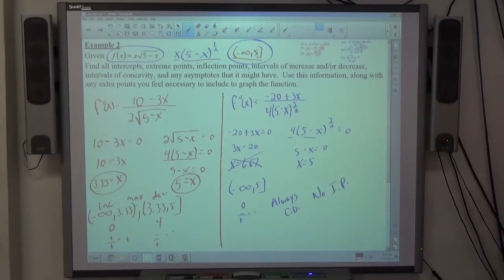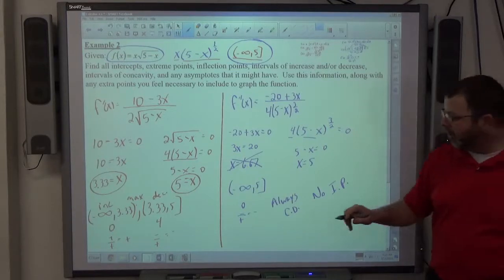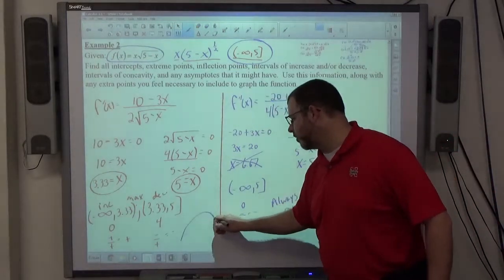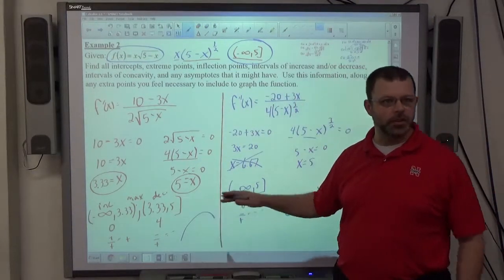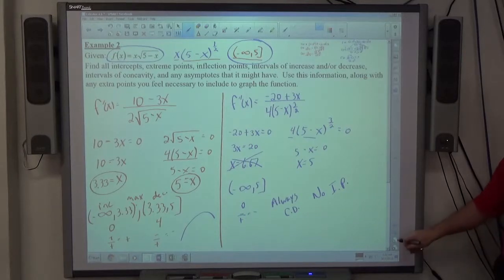So, a lot of work. I found exactly one point. It's a maximum. I know about increasing and decreasing. I know it increases, hits a maximum, and decreases. I know it's concave down always. So everything that I figured out now is legit. Now it's just a matter of graphing this on graph paper.